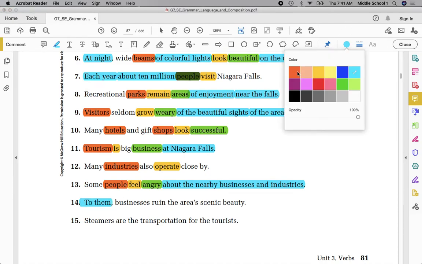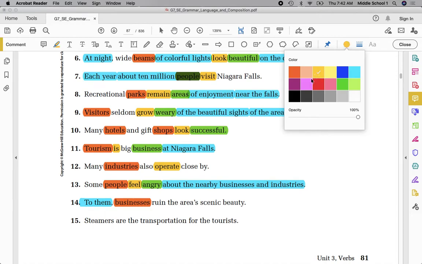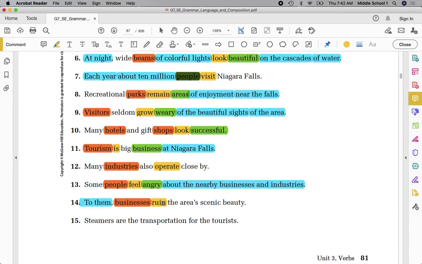A prepositional phrase begins the sentence. Subject, businesses. What do businesses do? Businesses ruin. What do they ruin? Beauty. But it's not businesses are beauty or businesses is beauty. This is not a linking verb.